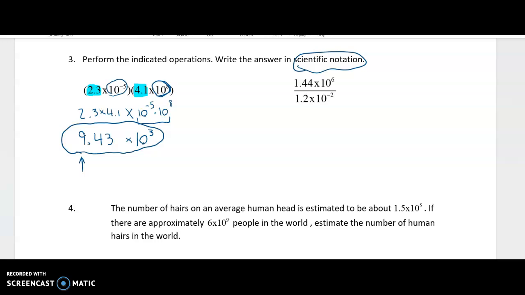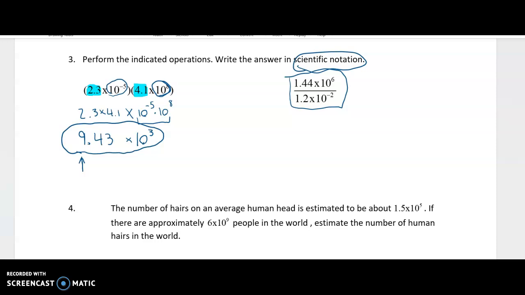Let's look at our division example on the other side here. 1.44 times 10 to the 6th divided by 1.2 times 10 to the negative 2. I'm going to take my powers of 10 and take care of that part, simplify that part, and then I will divide my decimals. So I have here 10 to the 6th over 10 to the negative 2.